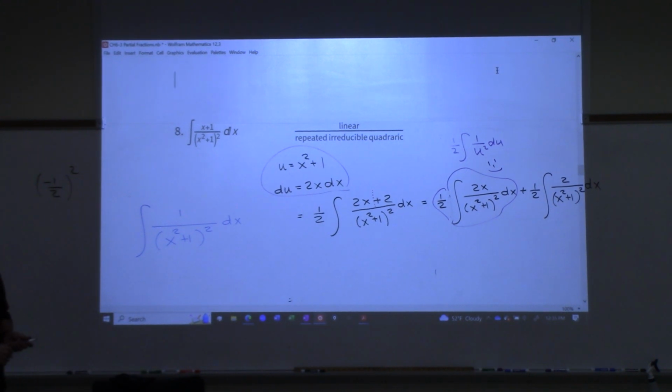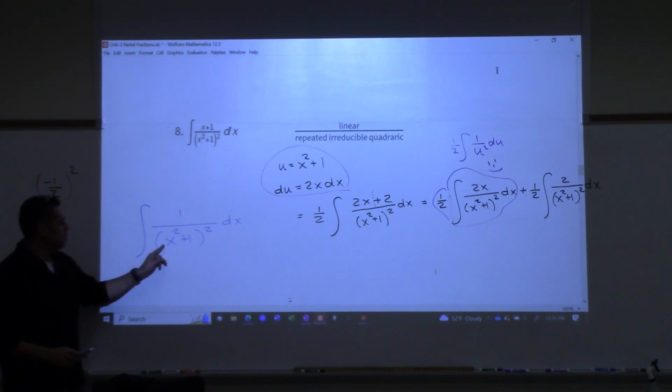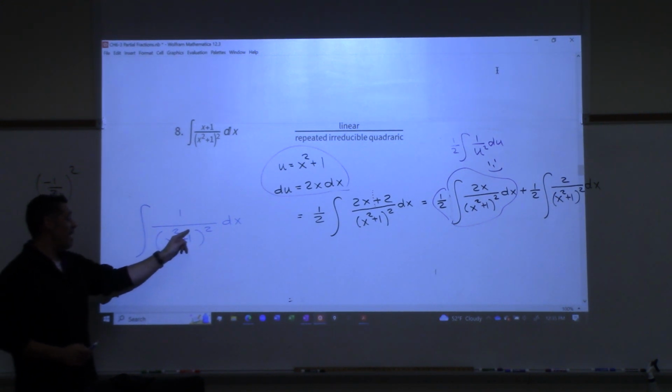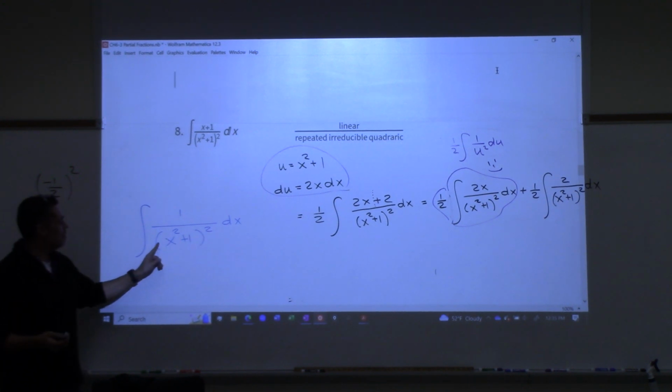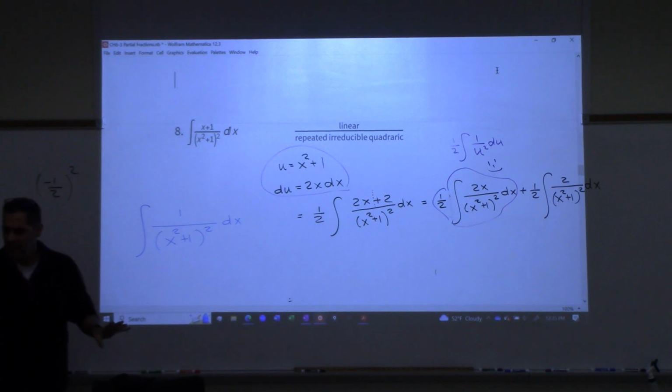Nope. Can you do the square root of the square root of x squared plus 1 to the 4th? Oh, you want to rewrite this as the square root of that, all of that to the 4th power, and then do what? No, that's actually the right way. That's the right way to do it. Because formula 17 doesn't work.